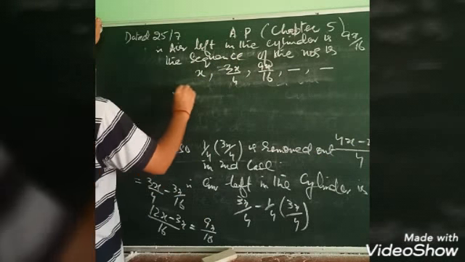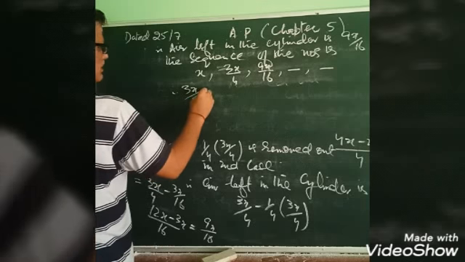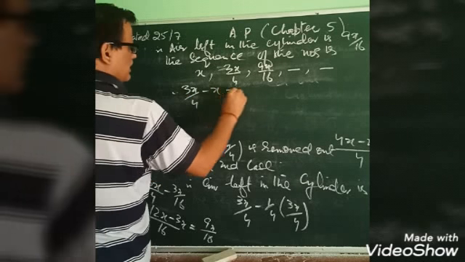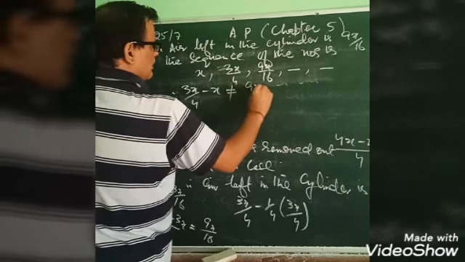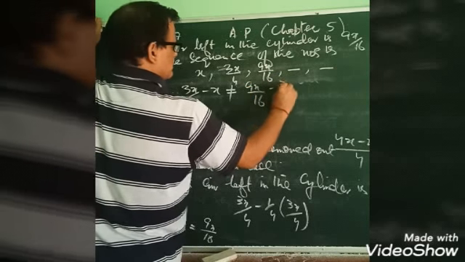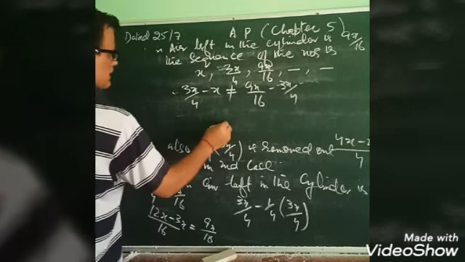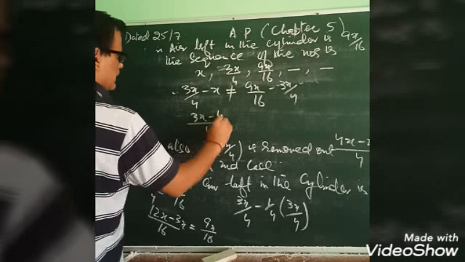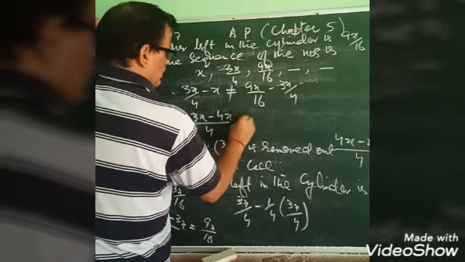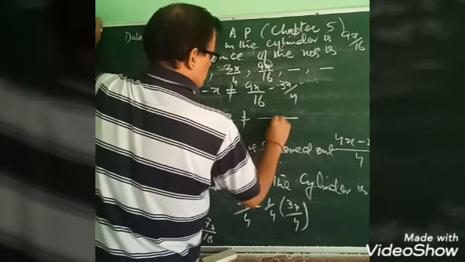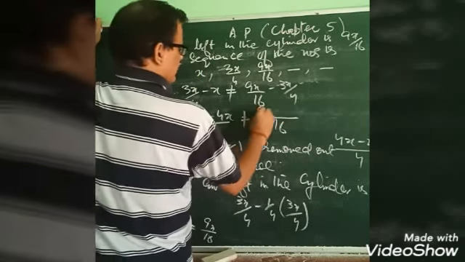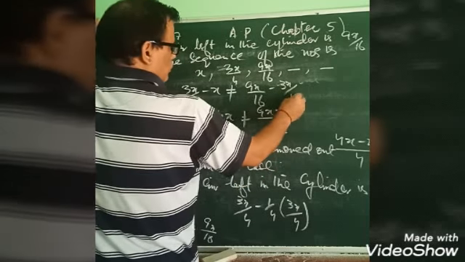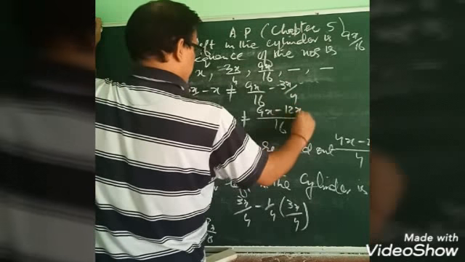Therefore, 3x upon 4 minus x is not equal to 9x upon 16 minus 3x by 4. The LCM of this is 4. It is 3x minus 4x is not equal to, LCM 16, it is 9x minus 4. 4 3s are 12x.